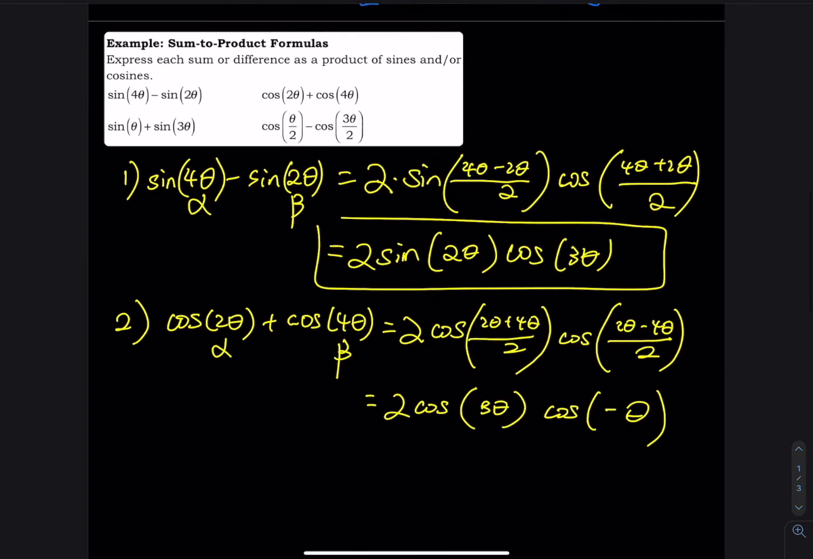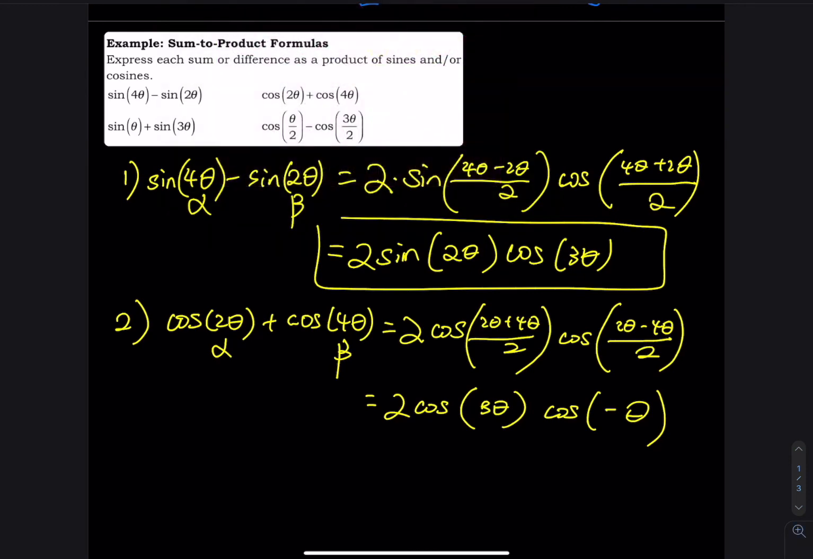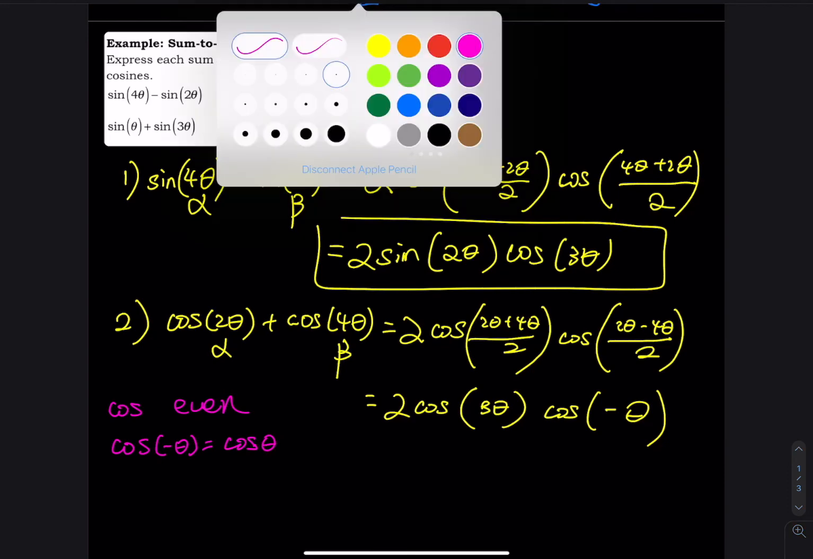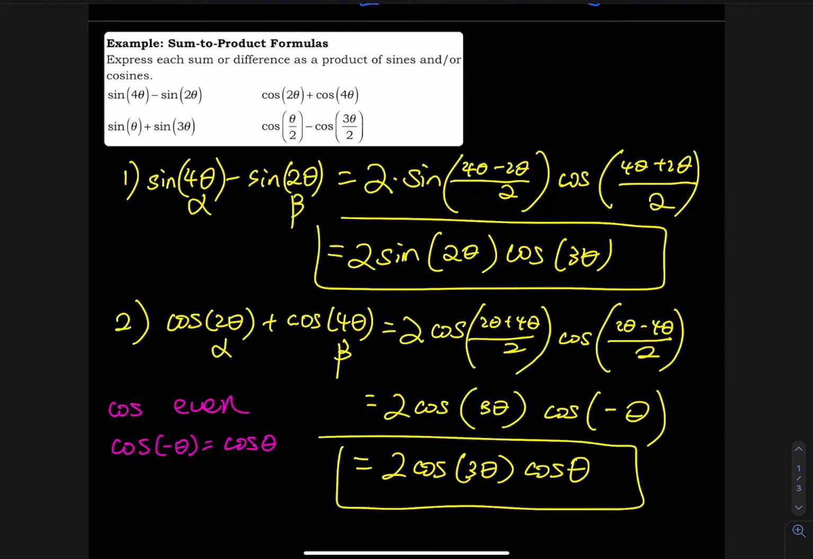So same thing, right? We just said that cosine is an even function. So that means cosine of negative theta is just equal to cosine of theta. So back to my problem. This is 2 cosine 3 theta times cosine of theta. The job is done.